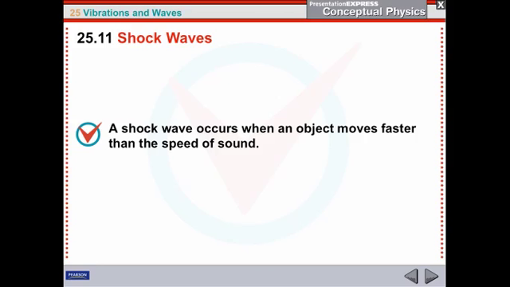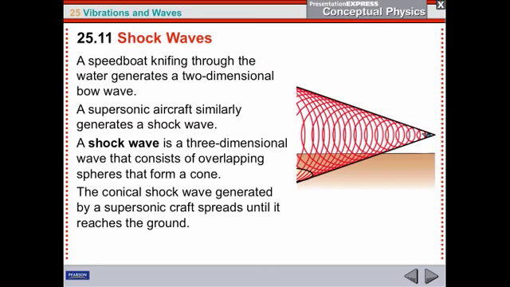All right, shock waves. Shock waves are very similar to what we were just talking about, except usually when we talk about shock waves, we're talking about them in the air, and we're talking about three-dimensional, versus a water wave or a bow wave, which would be considered two-dimensional. The shock wave is three-dimensional. It's a cone. So we have this airplane that's going supersonic speeds, and it's got this three-dimensional shock wave following it that looks like a cone.